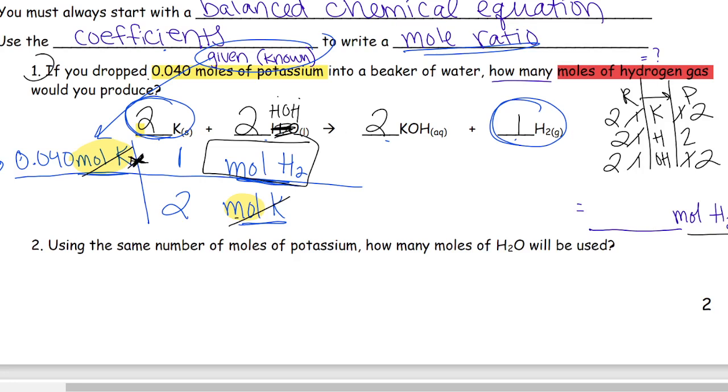So when you type this into your calculator, you're going to type 0.040 for that number. You can multiply it by 1, but of course anything times 1 is going to be the same answer, so the 1 isn't going to change anything. And then you'll divide it by 2.